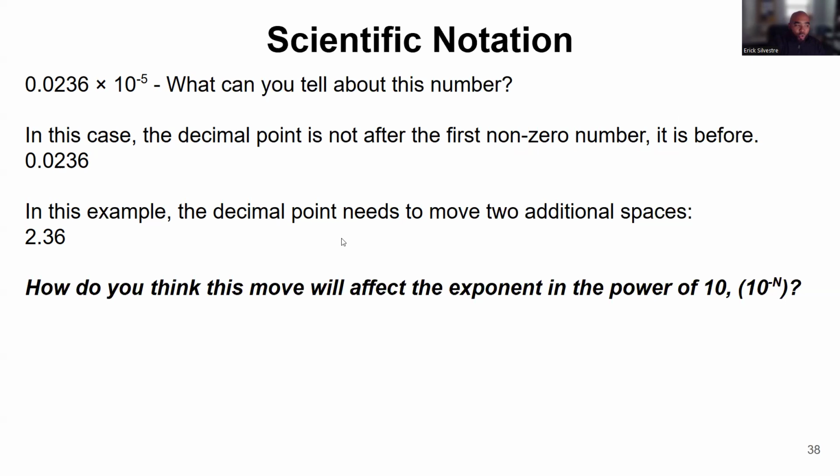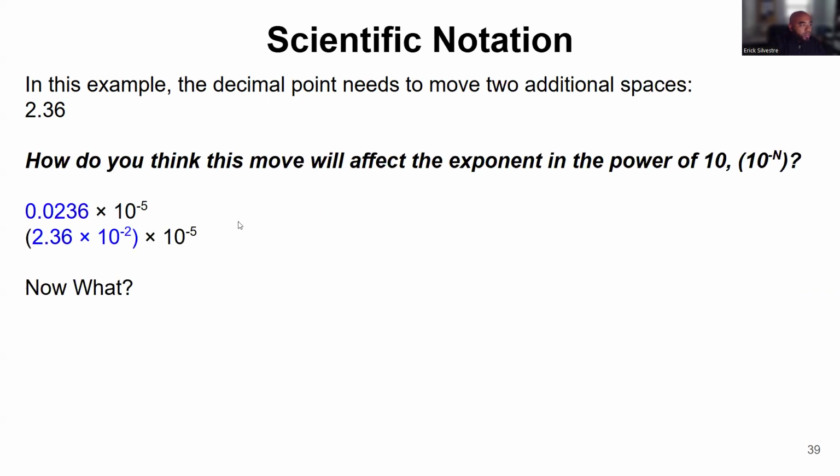In the next couple of slides, I'm going to show you the reason why. So if I have 0.0236 times 10 to the negative 5, we know that my base is not proper. The decimal has to be after the first non-zero number, so in this case it will be 2.36. To go from 0.0236 to 2.36, we have to move the decimal over 2 times. 1, 2. Since I made my base larger, I have to make my exponent smaller. So this base alone is 2.36 times 10 to the negative 2 power.